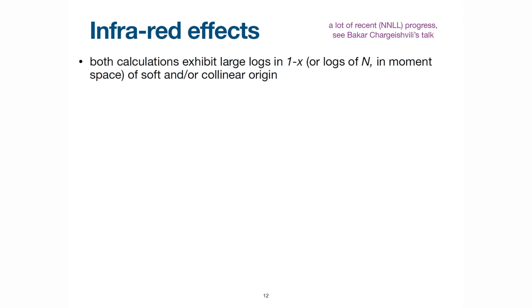Okay, we said then we also want to study the x spectrum. And both calculations, both the massless and the massive calculation, exhibit logs which are potentially large. And these are logs in 1 minus x. So they are divergent when x goes to 1. And in Mellin space, in moment space, they translate into logs of N. So they are important when N is large. And these are of soft and or collinear origin.